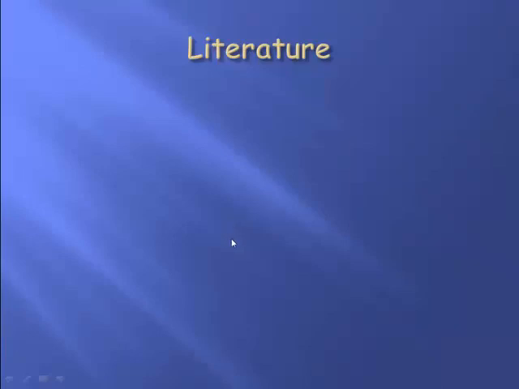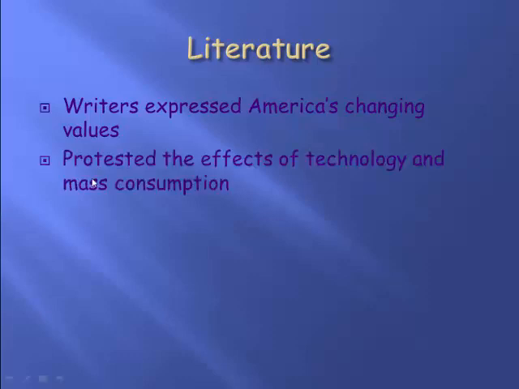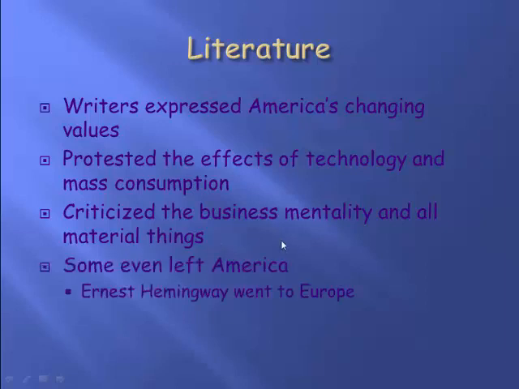Literature. People had time, so we mentioned they went to the movies, they went to sporting events, they listened to the radio. Well, they also read more, right? So the writing for the time period really expresses how our changing values were happening in the 20s. Some of the literature would be against the new technology and the mass consumerism that was happening at that time. Some literature criticized the whole business-first mentality, money first, and shunned some of those material items.